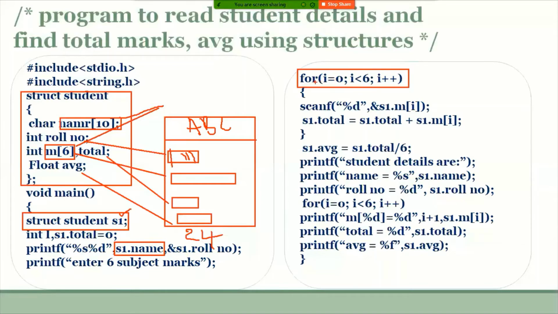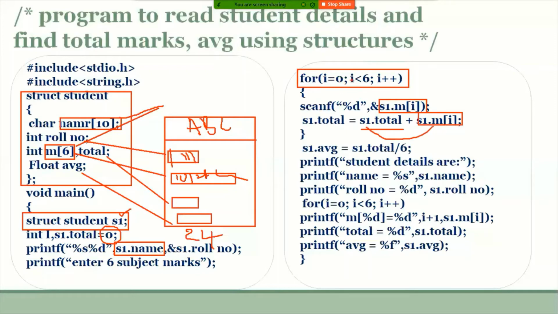So internally this for loop will be used to read 6 subject marks. While reading the 6 subject marks, the address operator needs to be specified. Once you enter marks from the keyboard, those values will be transferred to the corresponding locations. Subject marks will be entered. Then after entering each subject's marks, that will be added to total. What is the value of total initially? 0. For example, the first subject marks 60 will be added to 0. The second subject marks 70, 70 will be added to 60, 130. Then the third subject 70, 130 plus 70, 200. Like that, after reading, those marks will be added to total.